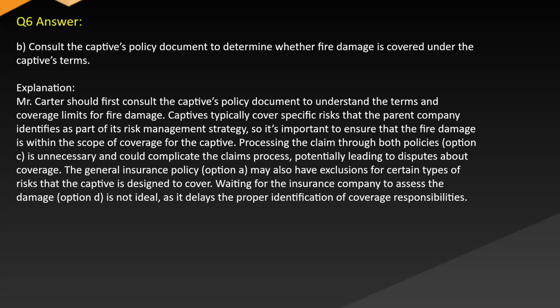Processing the claim through both policies, option C, is unnecessary and could complicate the claims process, potentially leading to disputes about coverage. The general insurance policy, option A, may also have exclusions for certain types of risks that the captive is designed to cover. Waiting for the insurance company to assess the damage, option D, is not ideal as it delays the proper identification of coverage responsibilities.